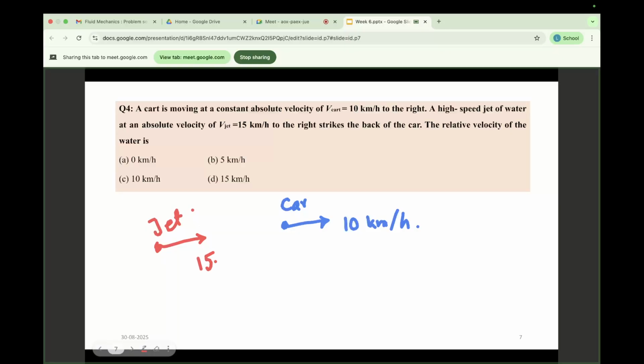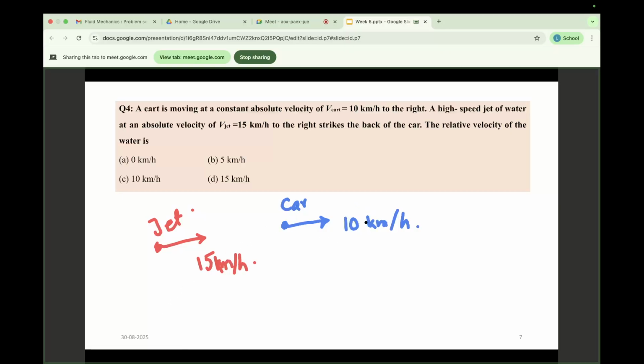So its velocity is... okay. So what is said is that you are asked to find the relative velocity of the water. Whenever in a question it is said that you are asked to find the relative velocity of something, then you have to consider the other body is at rest.